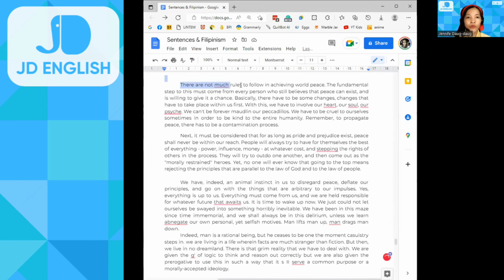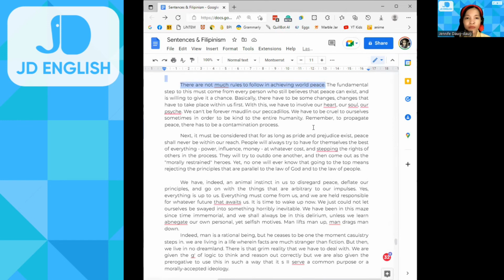There are not many rules to follow in achieving world peace. The fundamental step to this must come from every person who still believes that peace can exist and is willing to give it a chance. Basically, there have to be some changes, changes that have to take place within us first. With this, we have to involve our heart, our soul, our psyche.